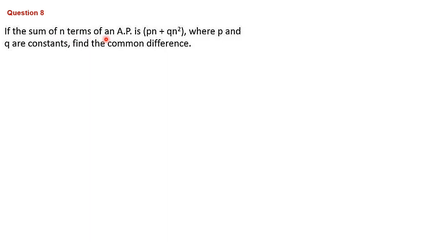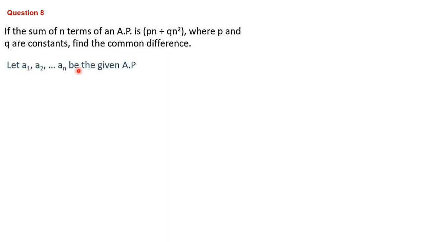Next we shall discuss the 8th question. If the sum of n terms of an AP is Pn plus Qn square, where P and Q are constants, find the common difference. Sum of n terms is given. You are asked to find out the common difference, D, we have to calculate.